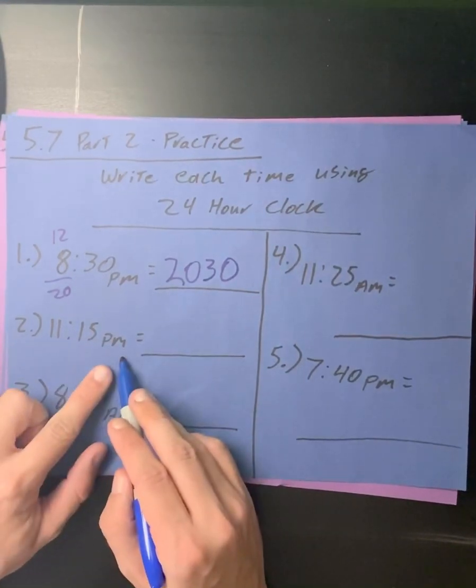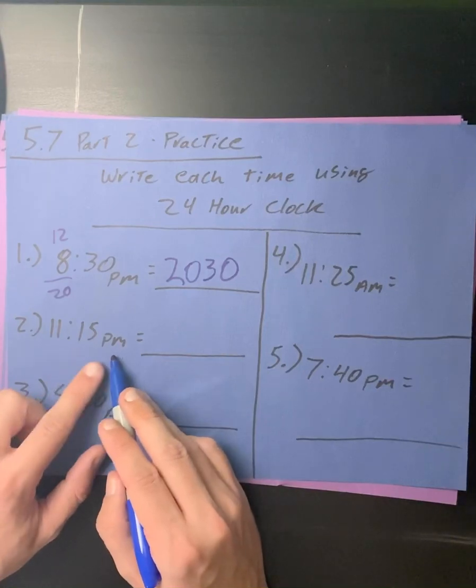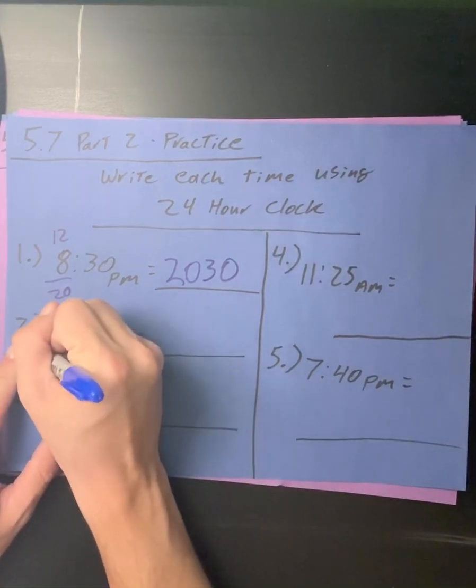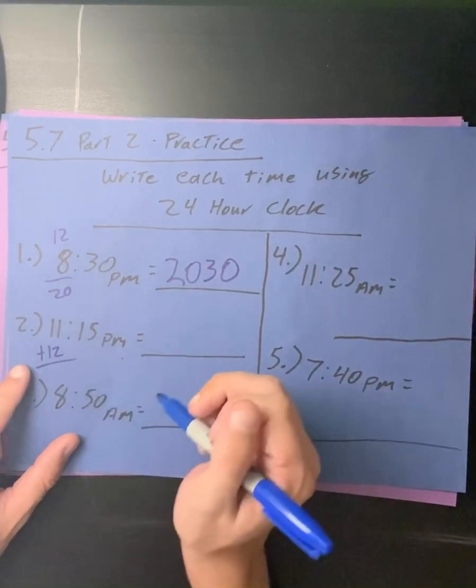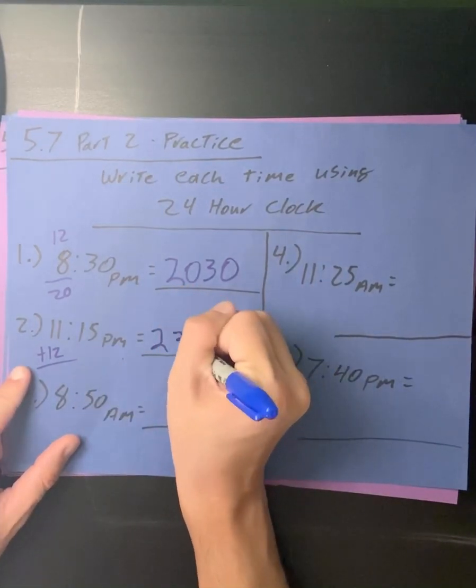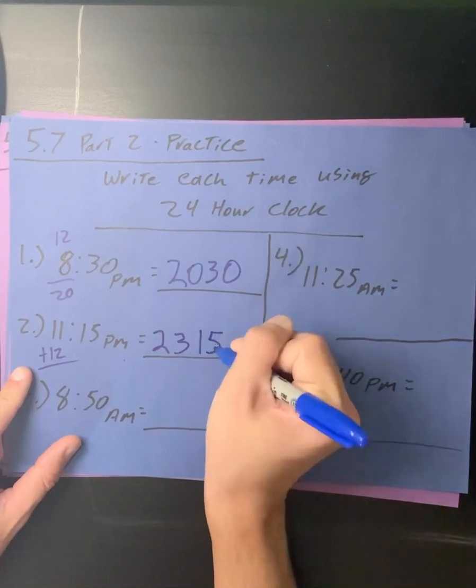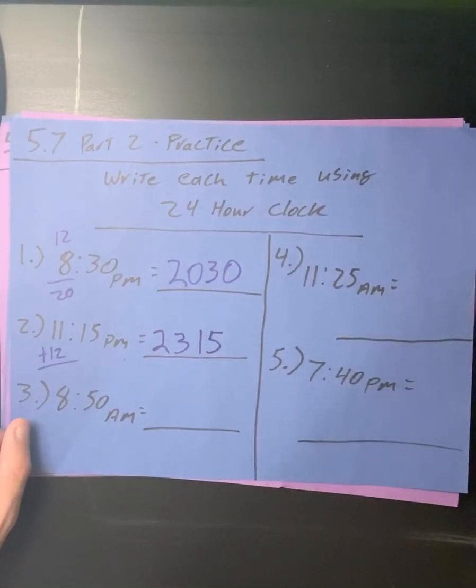11:15 p.m. Again, this is p.m., so this is late evening. We add 12 to our time. 11 plus 12 is 2315 hours. Okay?